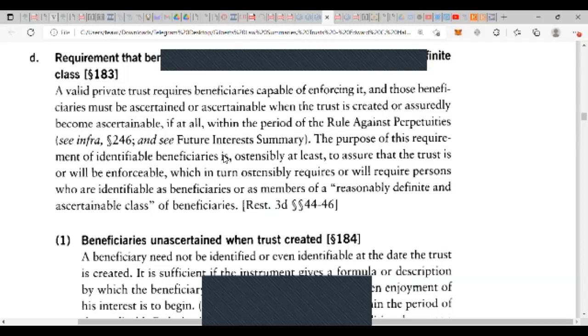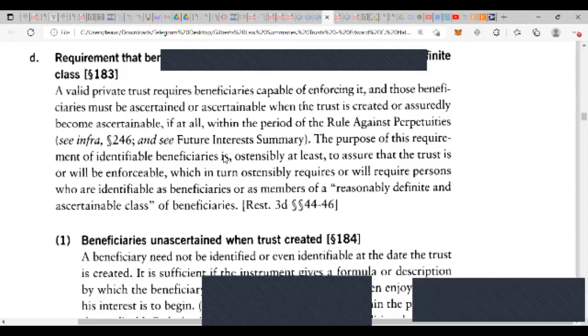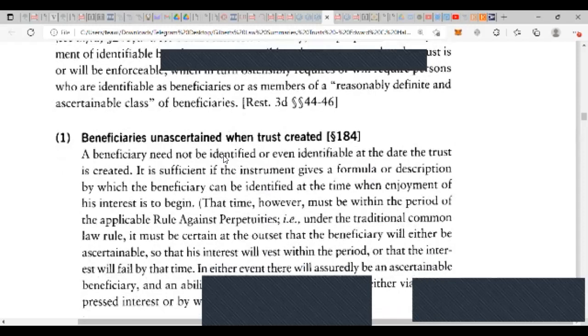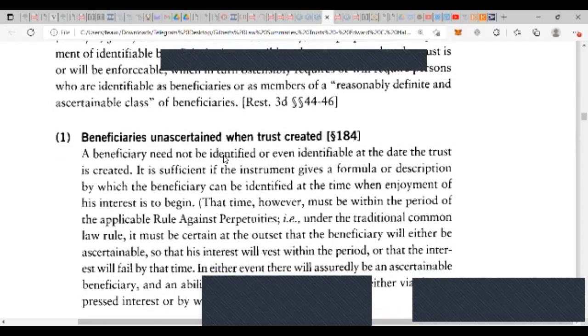The purpose of this requirement of identifiable beneficiaries is ostensibly, at least, to assure that the trust is or will be enforceable, which in turn ostensibly requires or will require persons who are identifiable as beneficiaries or as members of a reasonably definite and ascertainable class of beneficiaries. Restatement Third, sections 44 through 46.